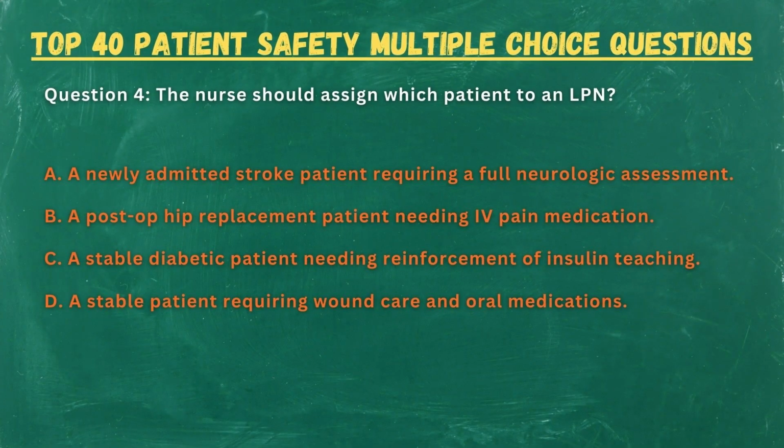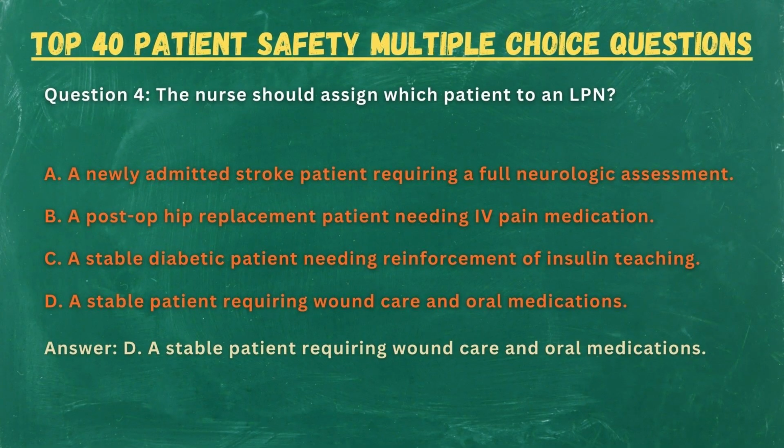Question 4. The nurse should assign which patient to an LPN? A. A newly admitted stroke patient requiring a full neurologic assessment. B. A post-op hip replacement patient needing pain medication. C. A stable diabetic patient needing reinforcement of insulin teaching. D. A stable patient requiring wound care and oral medications.